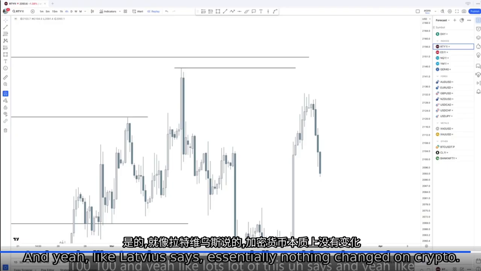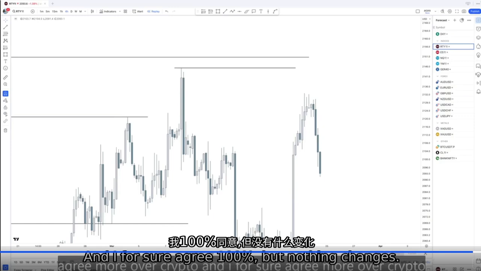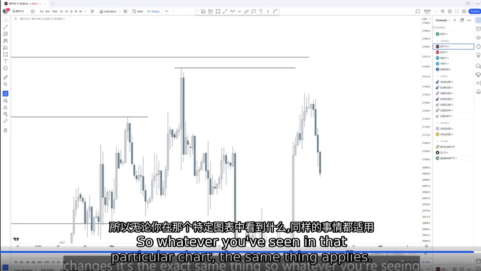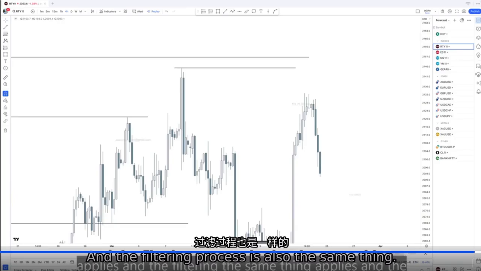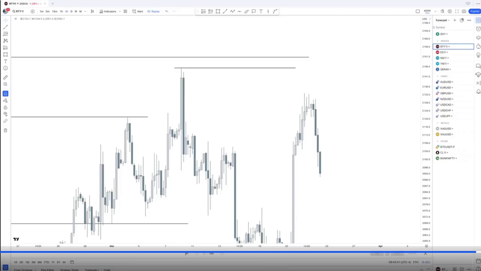And yeah, like Lutfist says, essentially nothing changed on crypto. So I've gotten that question before as well, where it's like, can we go more over crypto? And I for sure agree, 100%, but nothing changes. It's the exact same thing. So whatever you're seeing in that particular chart, the same thing applies. And the filtering process is also the same thing. It's just news is a little bit different, but we can for sure do that. I agree with that idea as well.